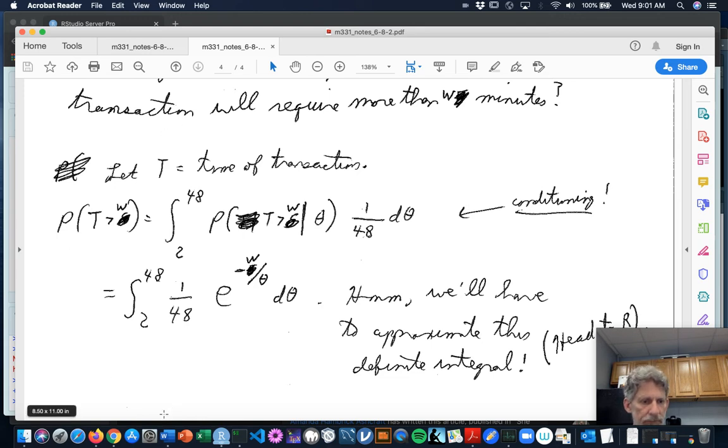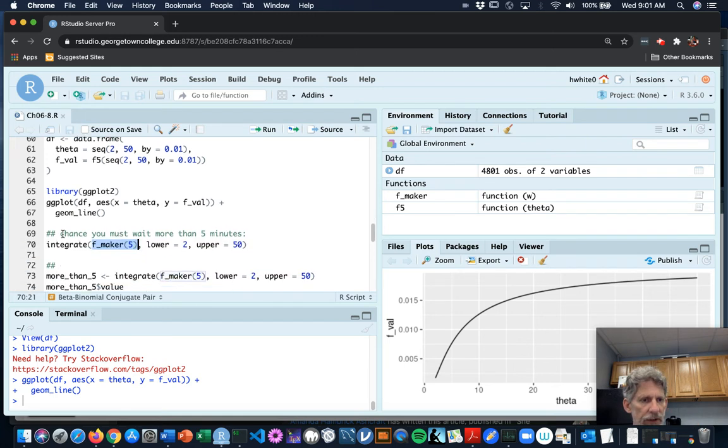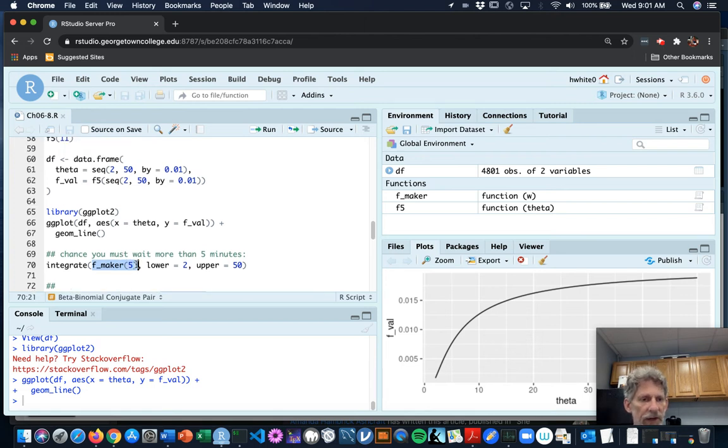So how do you do a definite integral in R? Well, there is a function called integrate. And what you do is you give it the function that you want to integrate. So that's that f5 function here, which I'm calling f maker of 5, gives you that same f5. Could have just written f5 in there. And you've got to say the lower bound where you're integrating from, and the upper bound where you're integrating to for your integral.